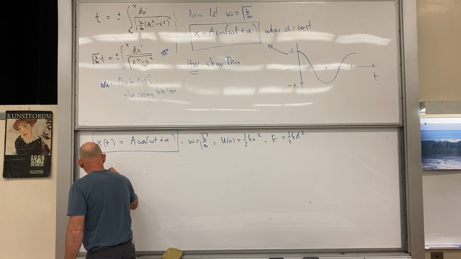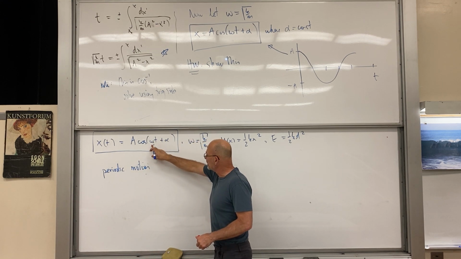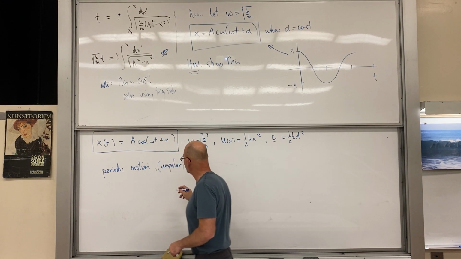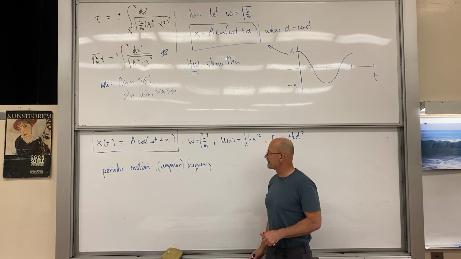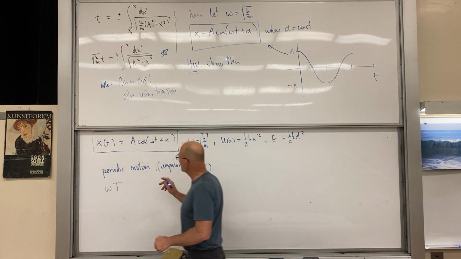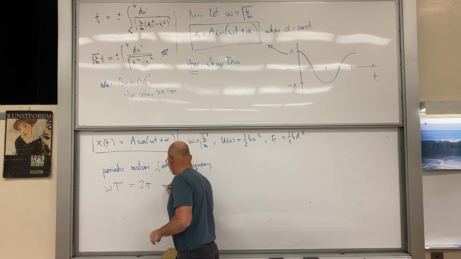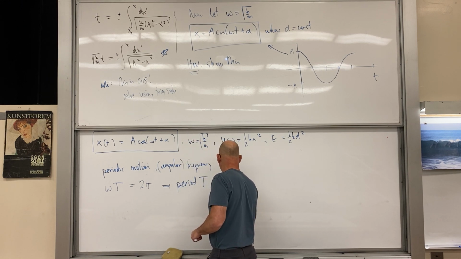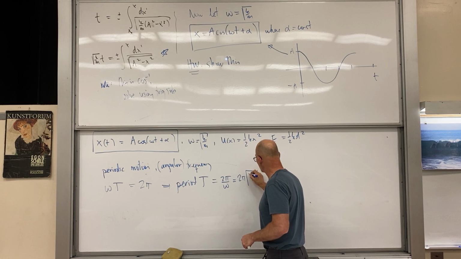So we have periodic motion. And we have this frequency here, or angular frequency. You know, I'll put this in parentheses, it's angular frequency, but we always just refer to this as the frequency. So, since we have a cosine or a sine, a sinusoidal function, we have omega t equals 2 pi. So this is the period. So the period of the motion, T, is equal to 2 pi over omega, 2 pi root m over k, since we're dividing there.